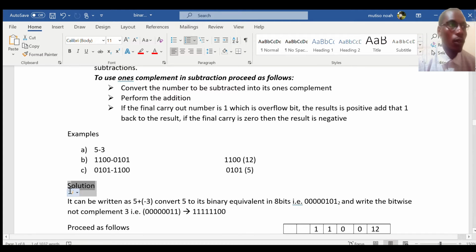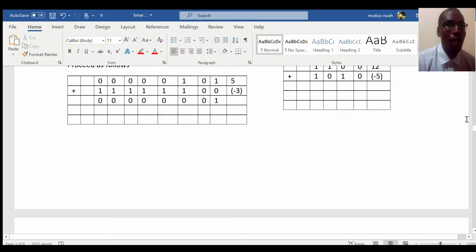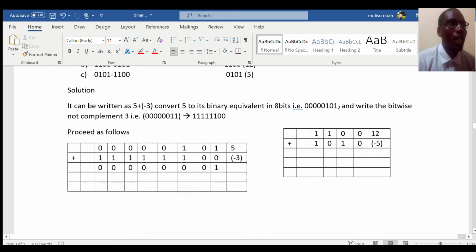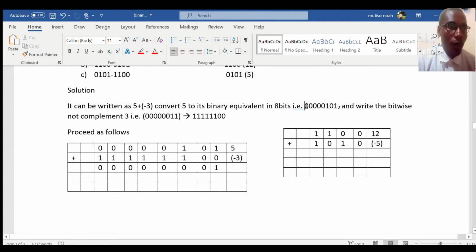Solution: let us solve the three problems. Let us subtract them using the ones complement. For the first one, you have to convert all of it into binary numbers, because it is in decimal numbers. This is the 5 in binary, and this is the 3 in binary.